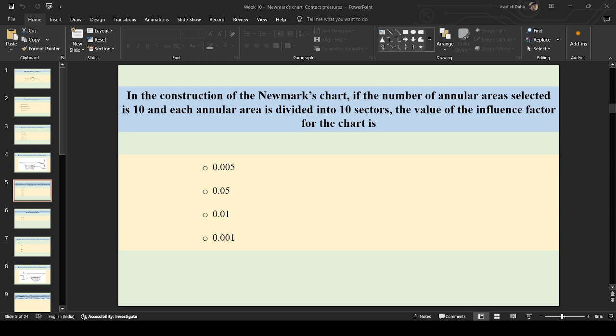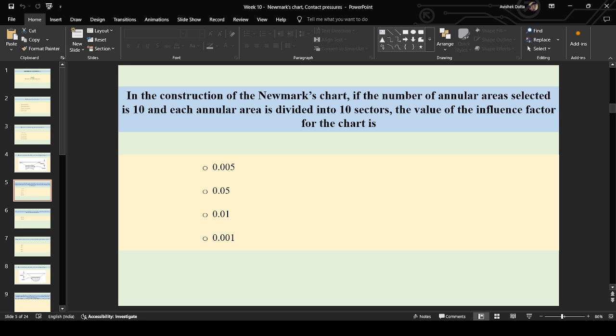In the construction of the Newmark's chart, if the number of annular areas selected is 10 and each annular area is divided into 10 sectors, the value of the influence factor for the chart is. Here annular areas refers to the number of rings in the Newmark's chart. This question might be slightly deviating from the standard Newmark's chart, but you have to answer as per whatever data is given in this question.